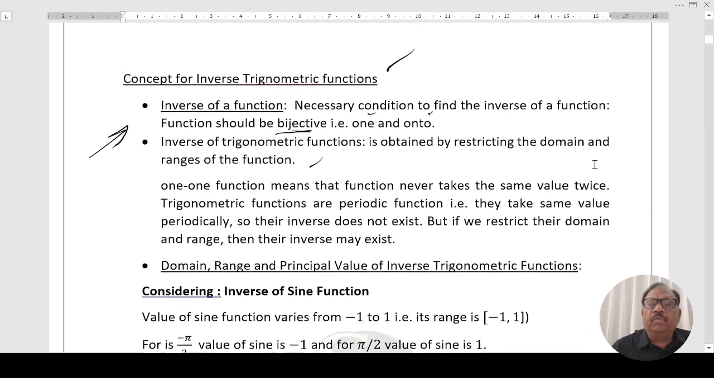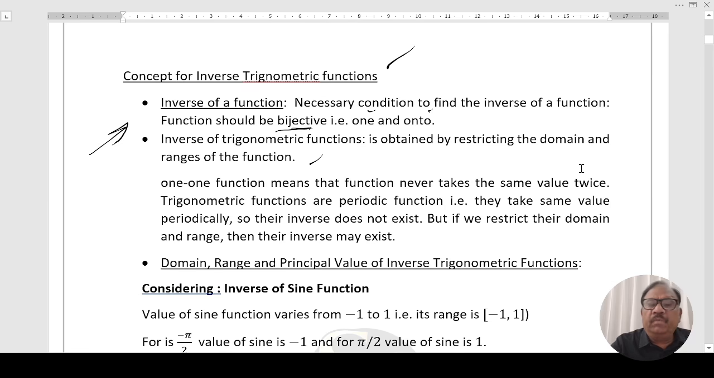What is the meaning of a one-to-one function? A one-to-one function means that the function never takes the same value twice. Trigonometric functions are periodic, that is, they take the same value periodically. So their inverse does not exist. But if we restrict their domain and range, their inverse may exist.